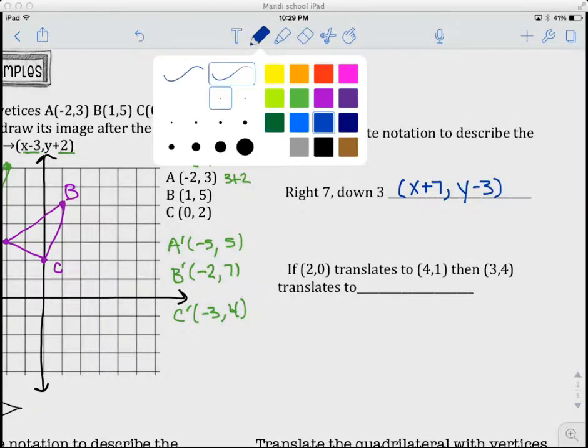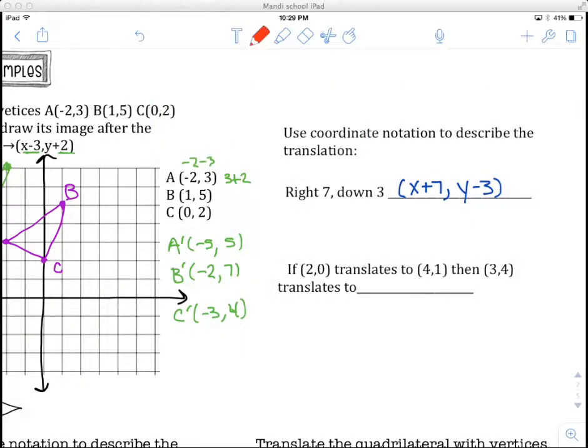If 2, 0 translates to 4, 1, and then 3, 4 would translate to what? So we have to figure out, to get from 2 to 4, X had to add 2, and to get from 0 to 1, Y had to add 1. So there's our function notation. So let's apply this now to 3, 4. So 3 is going to add 2, so that's 5. 4 is going to add 1, and that's 5. That leaves us our new coordinate.